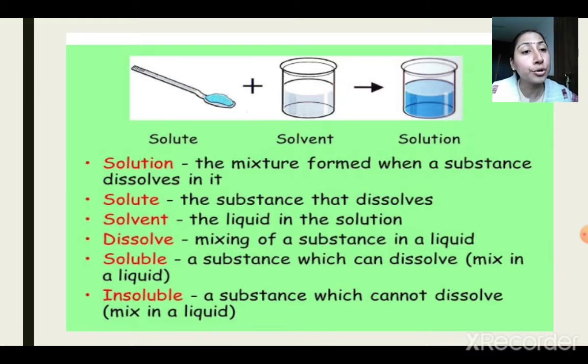So the sugar molecules, that means solid molecules, get fixed in between the space between the liquid molecules.